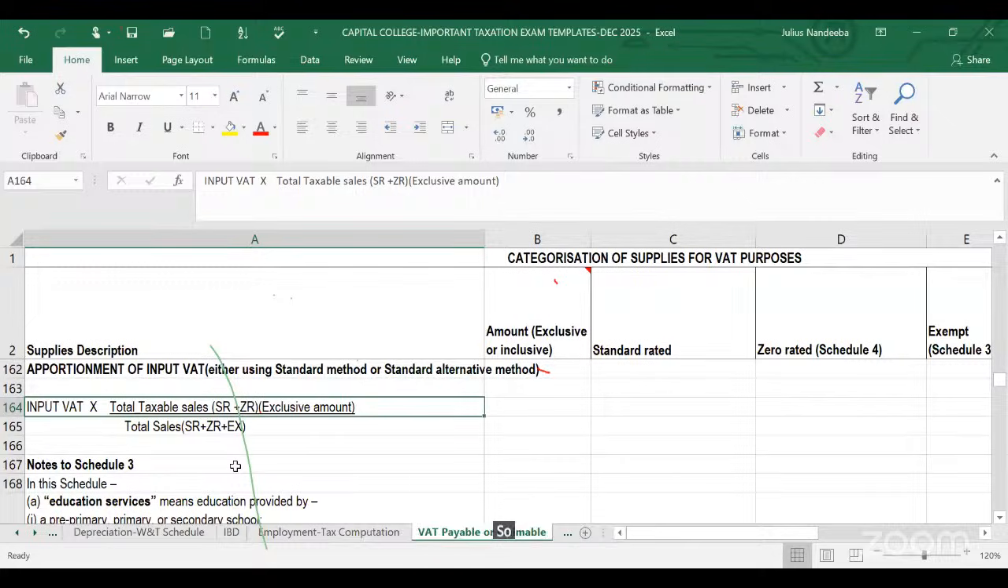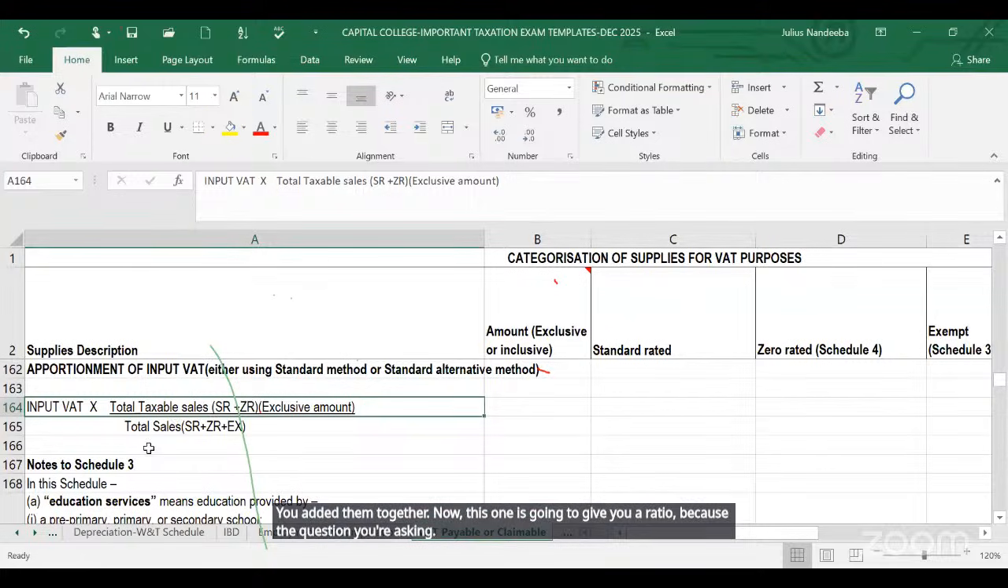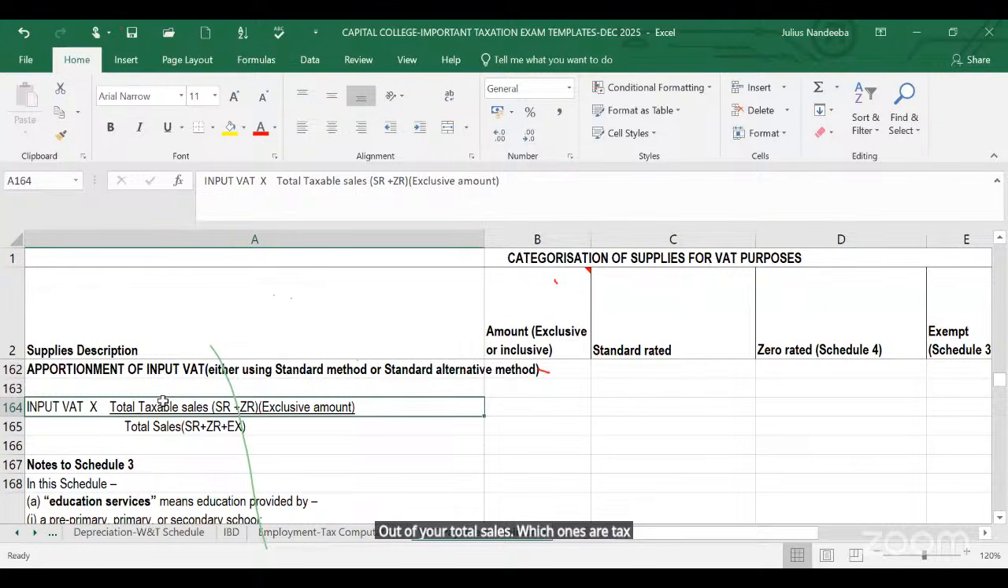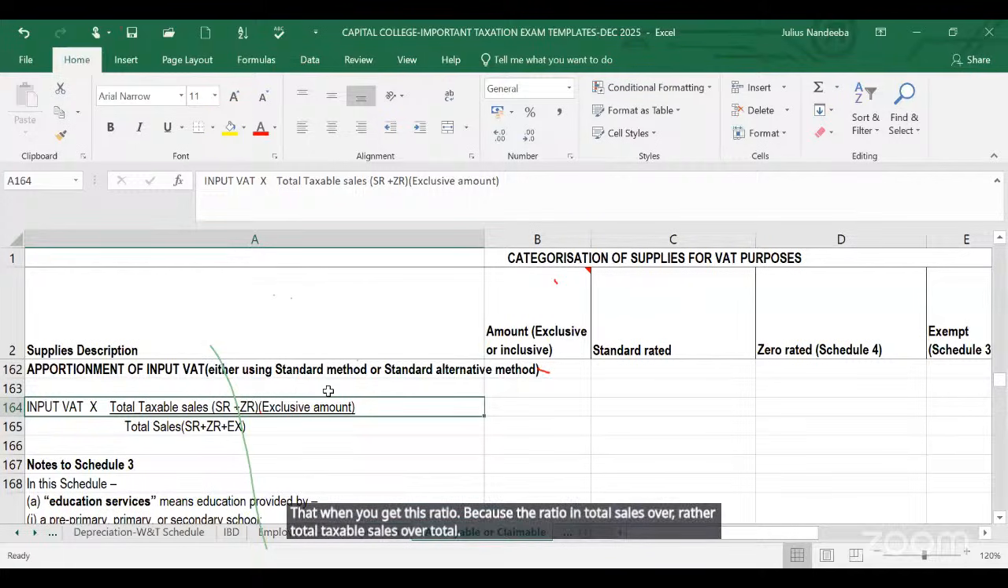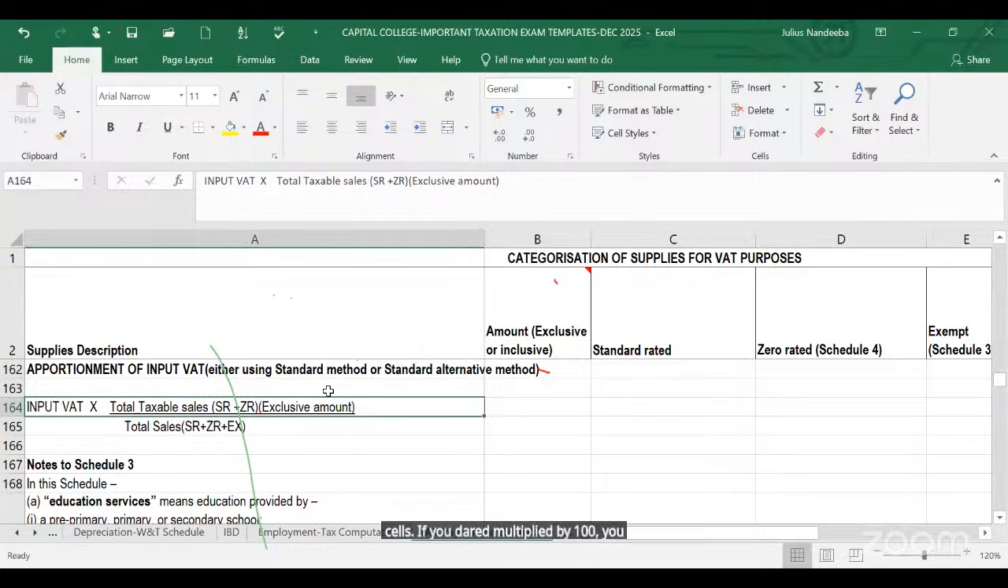So the total sales means a combination of your standard rated, your zero rated, your exempt, your deemed, whatever category of sales you have, you add them together. Now, this one is going to give you a ratio, because the question you're asking is, out of your total sales, which ones are taxable? Which percentage are taxable? The ratio is total taxable sales over total sales. If you multiply it by 100, you get a percentage.